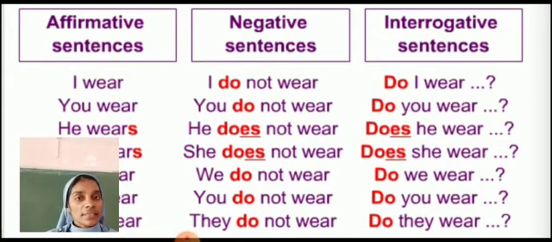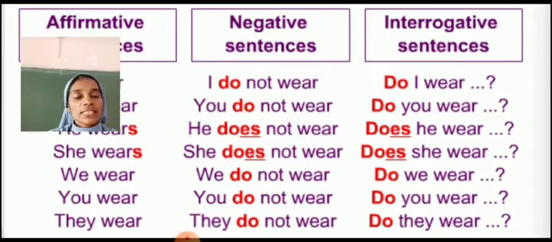Then, he wears. Third person singular, he. He wears. Negative sentence, he does not wear. Question sentence, does he wear? Third person singular, we use does. Then next one, she wears. She does not wear. Does she wear?